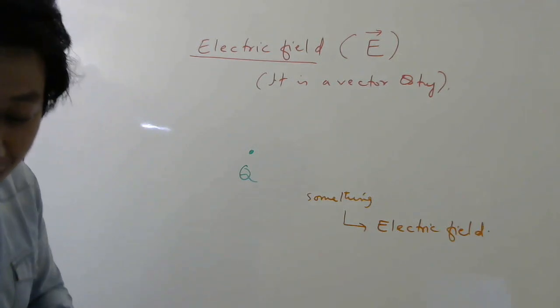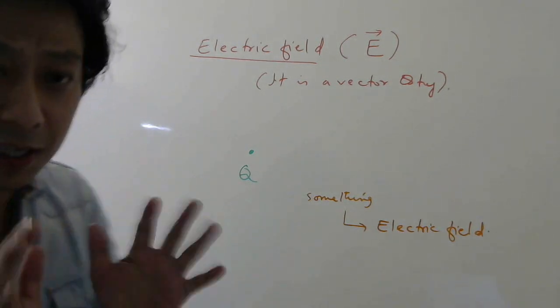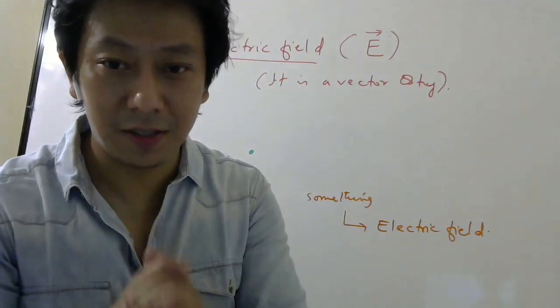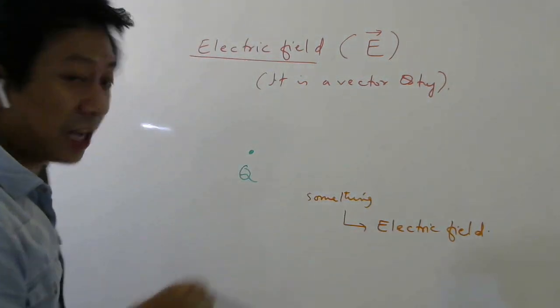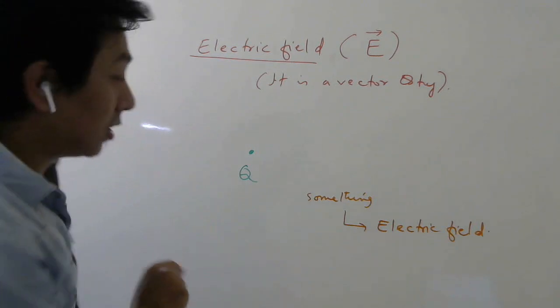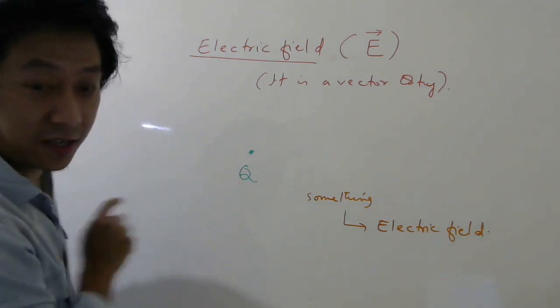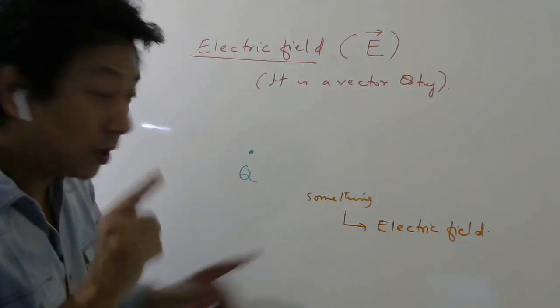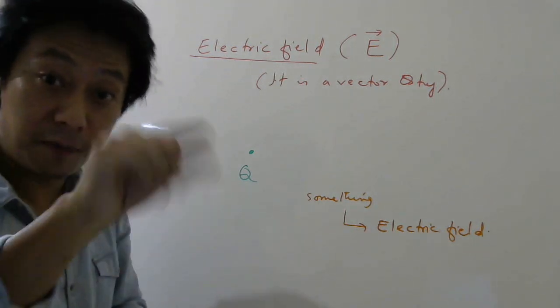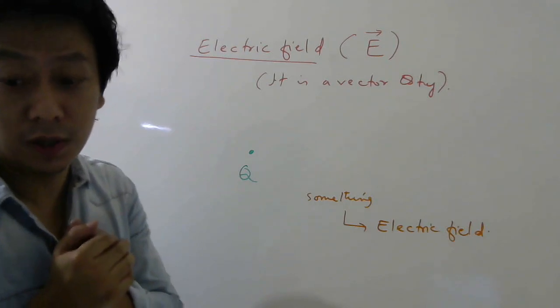Okay, now please keep listening. Don't get too confused right now. Just keep listening, everything you will understand. Now, let me first try to convince you that when this charge is present at this point, the surrounding space must have something which it did not have before. It must have something new. Let me try to prove it.